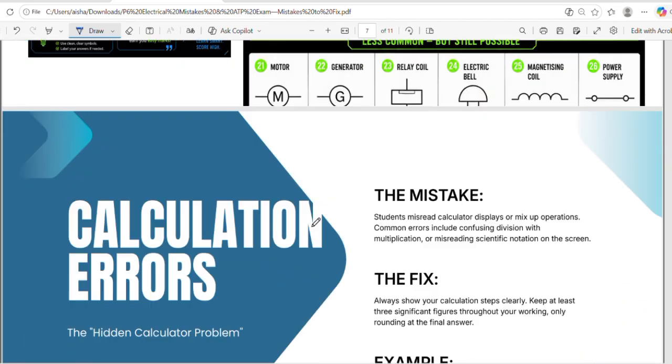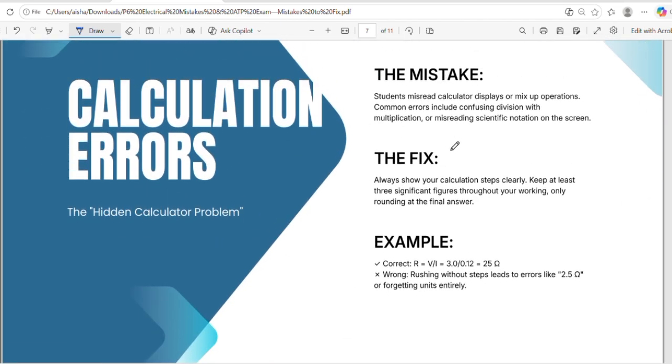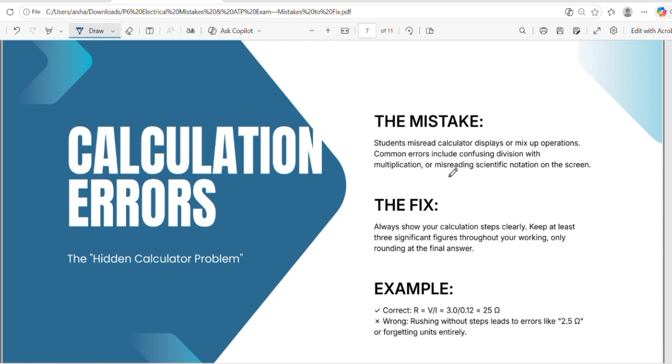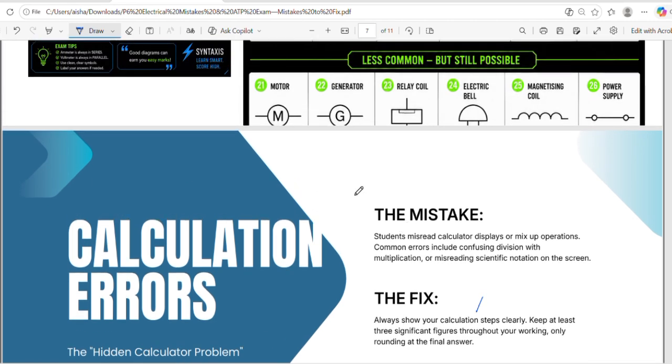Okay, now calculation errors. The mistake is that students misread calculator displays or mix up the operations. Common errors include confusing division with multiplication or misreading scientific notation on the screen. So the fix is always show your calculation steps clearly. If you have any question, first write the steps. Don't simply solve on your calculator.